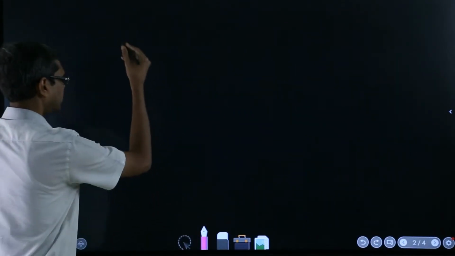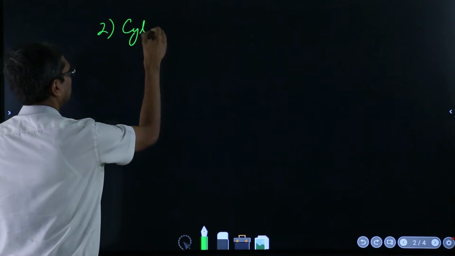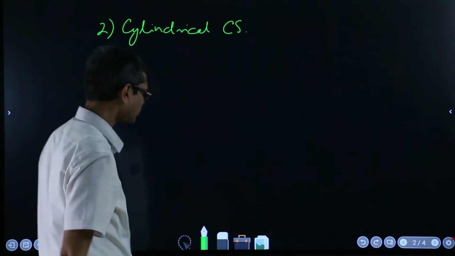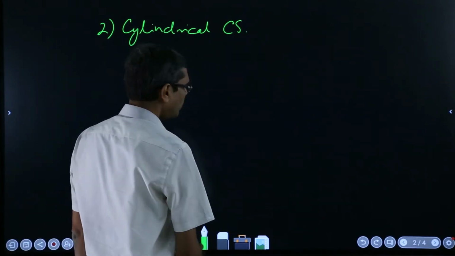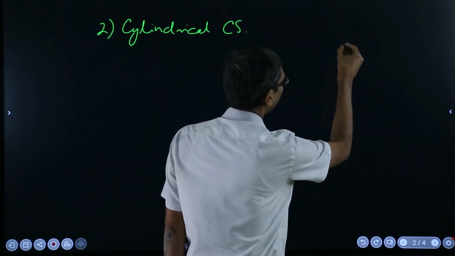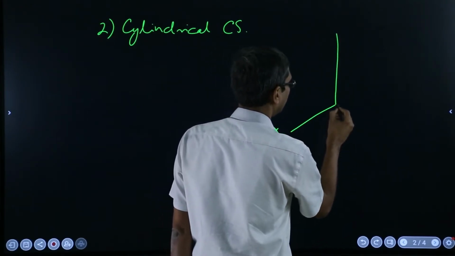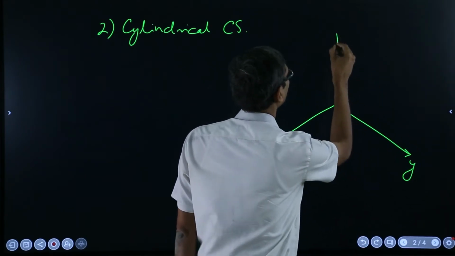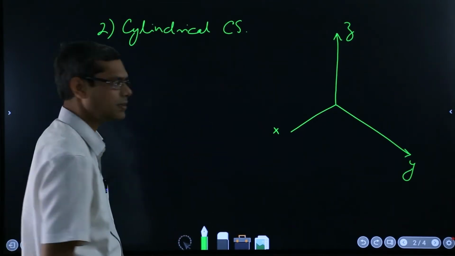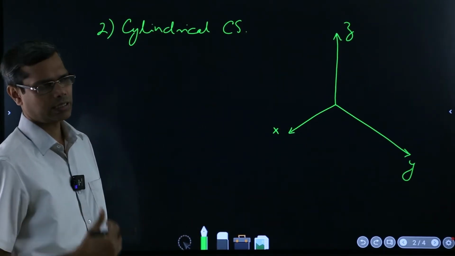Now, once we go to the cylindrical coordinate system, in this what is done is, first we choose some arbitrary x, y and z directions. Okay. And now a point in space is defined by three parameters, r, theta and z.